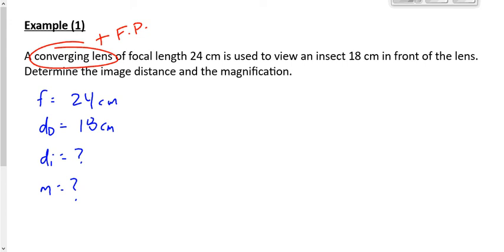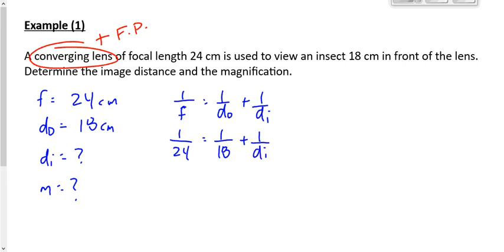Okay, the lens equation: 1 over F is equal to 1 over DO plus 1 over DI. 1 over 24 is equal to 1 over 18 plus 1 over DI. How many people feel like they're pretty good with fractions and can solve this? Oh, good. None of you. Oh, one. Oh, it's a question. Okay, Mateo, what's your question?